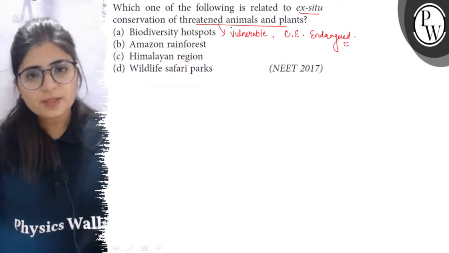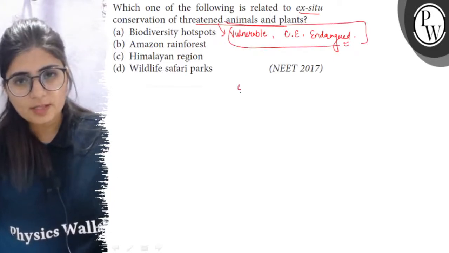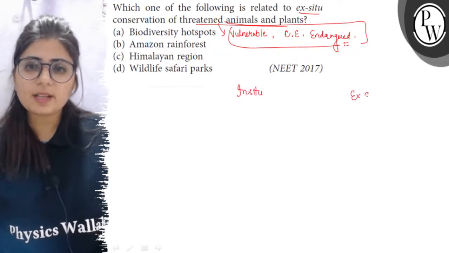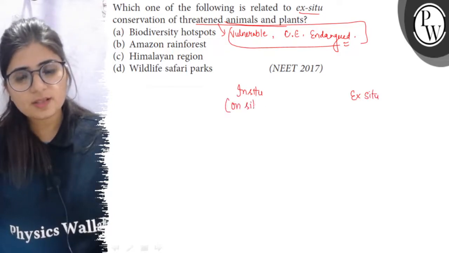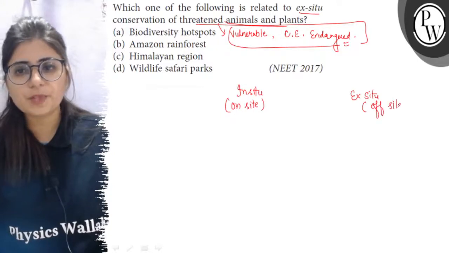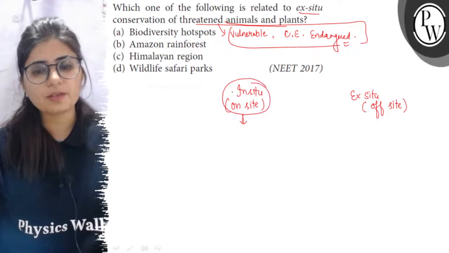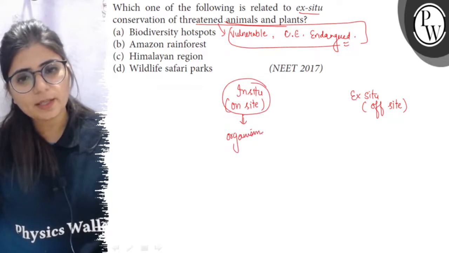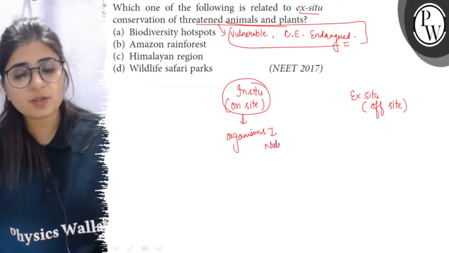Now, to preserve or conserve these, there are two approaches. One is known as in situ conservation, while the other approach is ex situ conservation. In situ conservation is also known as on-site conservation, while ex situ conservation is known as off-site conservation. In in situ conservation, the organisms, whether a plant or an animal, are protected in their natural habitat.